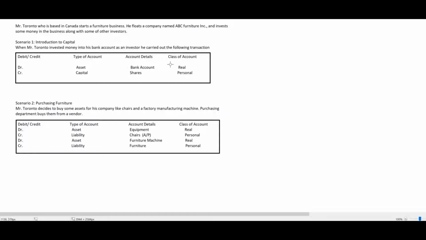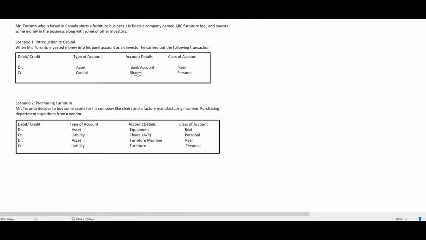In this case, the class of account is real and the credit is capital. So the capital account is being credited. The account detail could be shares, and the class of account is personal. In order for you to understand, this is the basic scenario. Make sure that you know what the account details are. In our case, it is bank account and shares. These are hypothetical accounts that I try to make as close as possible to what I have seen in my work of implementation over the years. Obviously these account details can change, but the type of account does not change.